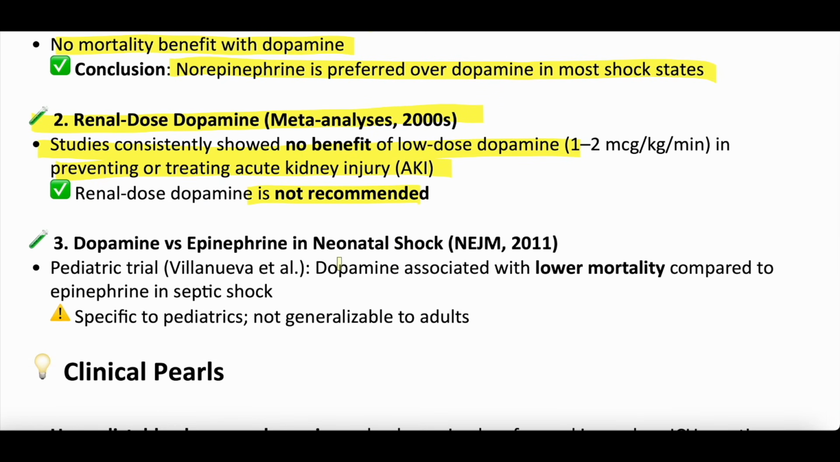There's a dopamine versus epinephrine in neonatal shock trial published in the New England Journal of Medicine in 2011. Dopamine was associated with lower mortality compared to epinephrine in septic shock, but this is specific to pediatrics and not generalizable to adults. We don't take care of pediatric patients, so we don't know all the details of that, so we're going to cross it out, and you'll have to do more research on that yourself.